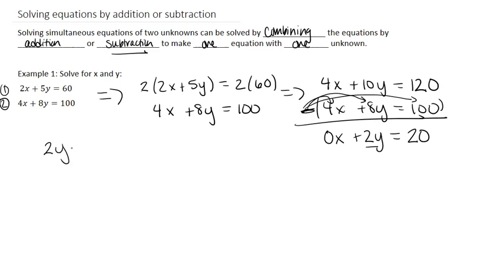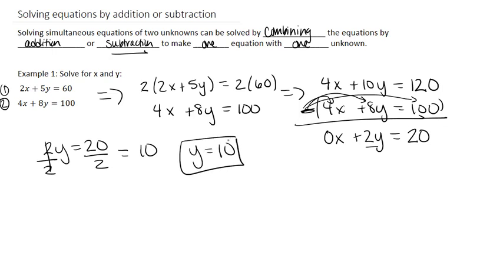So when we have 2y is equal to 20, we divide by 2 on both sides. So now y is equal to 20 divided by 2, which is 10. So we know y is equal to 10. Now we're going to take this number and substitute into either equation. So let's just substitute into equation 1. So we have 2x plus 5, then instead of putting y, we'll put 10, because that's what y is equal to, which is equal to 60.